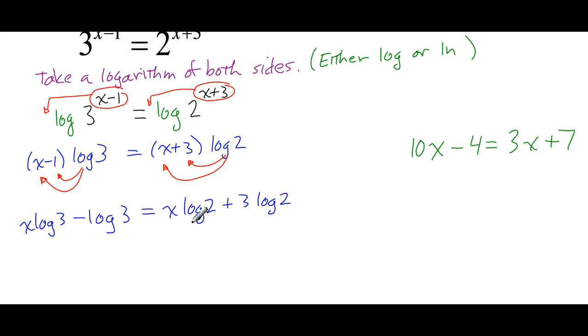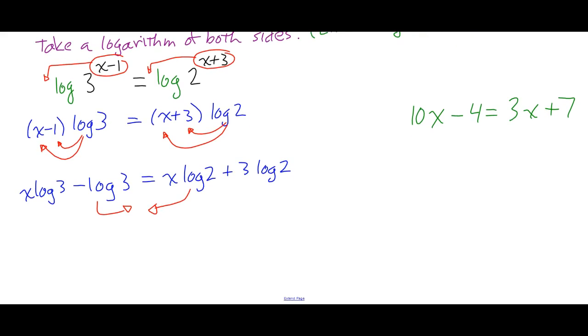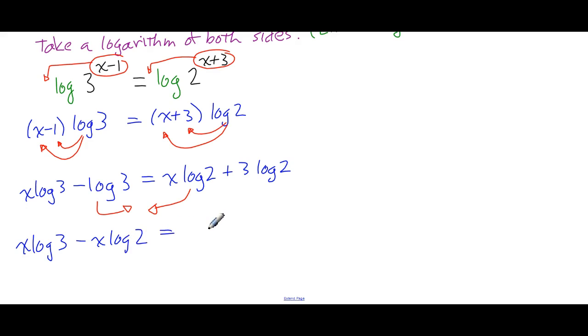We're going to move this over to that side, and we're going to move this over to that side. So what that's going to produce will be not quite as clean as it would have been with regular algebra, but it'll be a similar sort of thing. We're going to have x log 3 minus x log 2, and on this side we're going to have log 3 plus 3 log 2. Remember, this one moved over to here, and this one moved over to here. They used to be on the other sides.